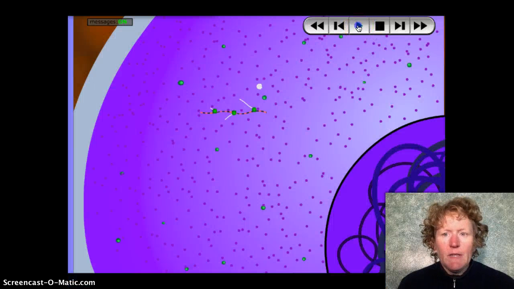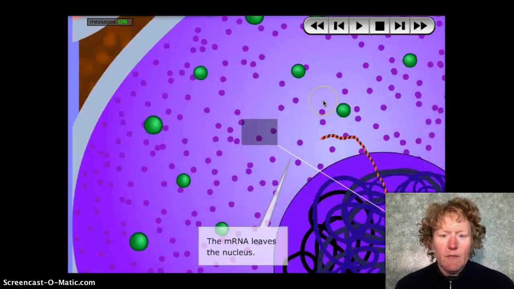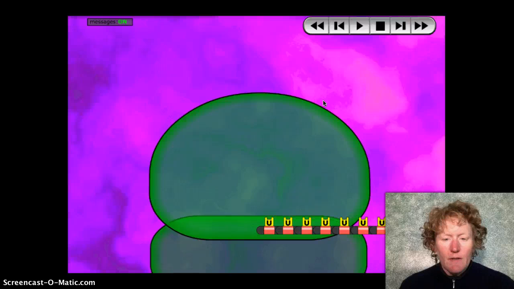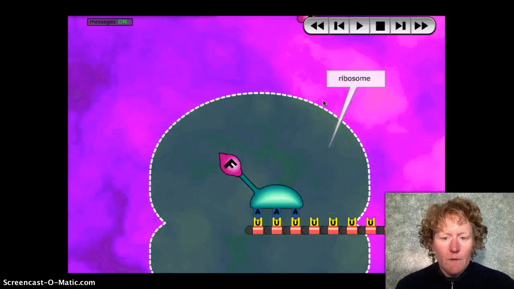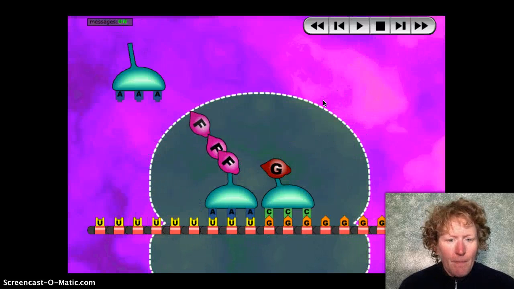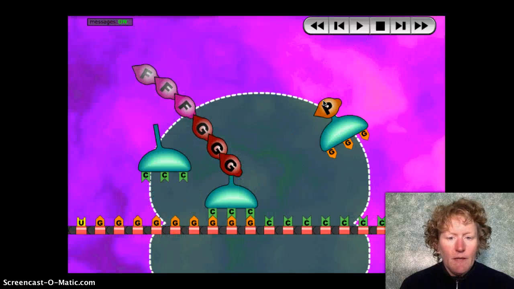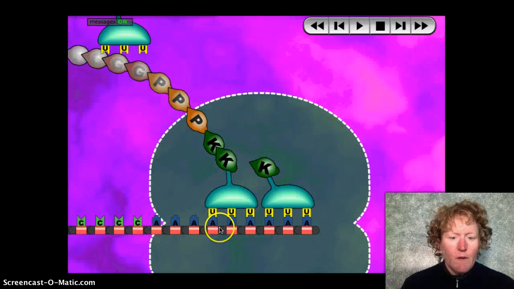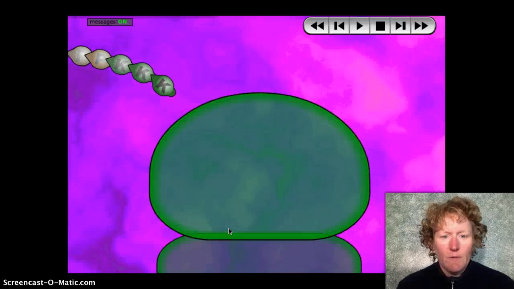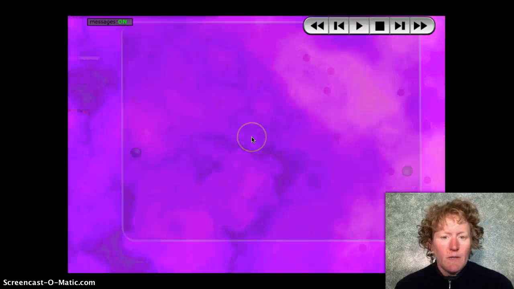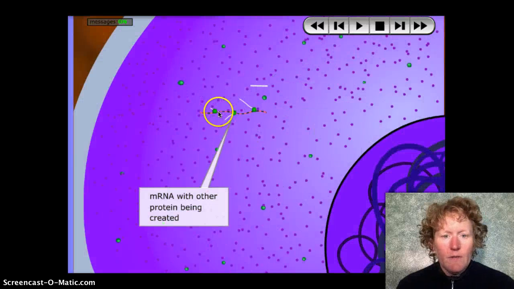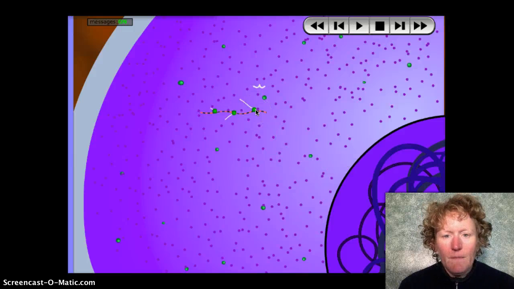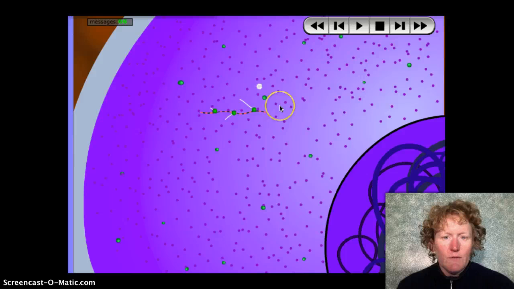Here's a nice animation of the translation process. You can see the mRNA is coming outside the nucleus. It's lining up there. It's got the UUU as a signal to start. Then the transfer RNA, right here in the green, is reading the code in the mRNA. That's where the codons are. The ribosome is dissolving away here. You can see there are multiple ribosomes working on one mRNA. There's the protein, and it's folding up.